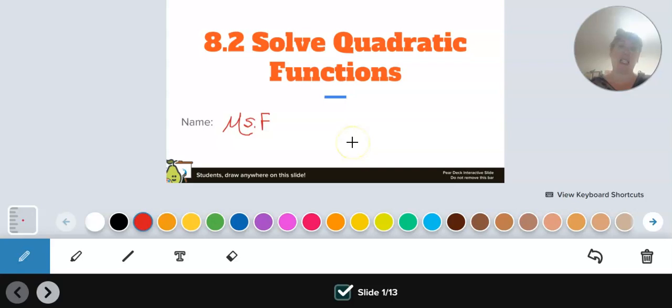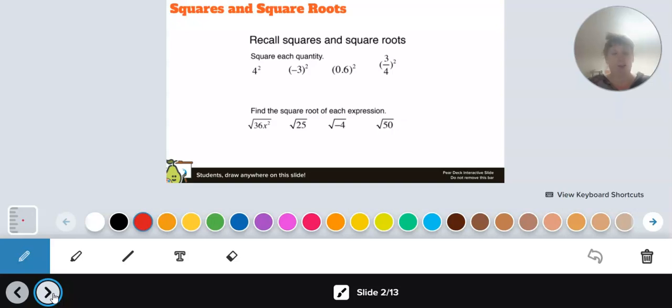We have 13 slides in total, and we're going to be looking at solving quadratic functions. So we spent a lot of time factoring in Module 7. Last week we started looking at what is a quadratic function, what does that graph look like? And now we're going to start putting the two of them together.